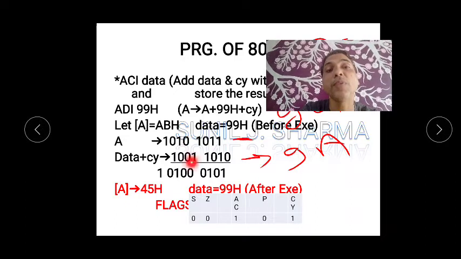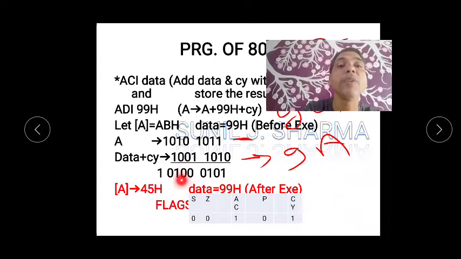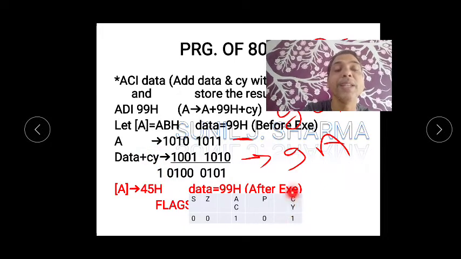Now 1 plus 1 is 0, carry 1. Now 1 plus 1 is 0, carry 1, this will be 1 here. 1 plus 1 is 0, carry 1. So we have generated one extra carry. So can you see the carry flag will be set again here only. Okay, the auxiliary carry flag is set.